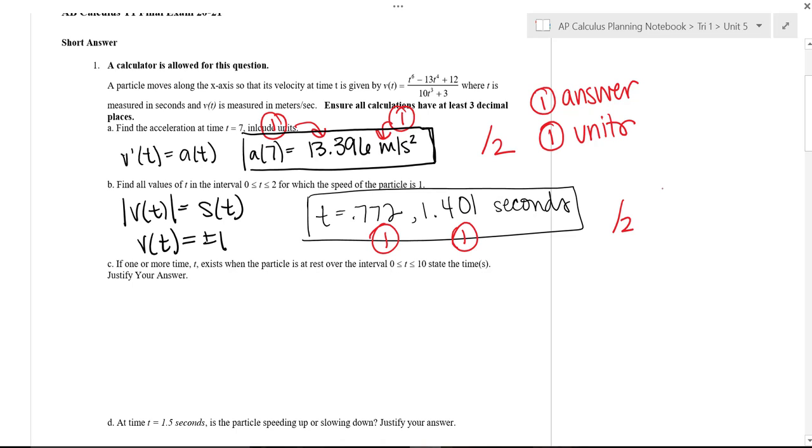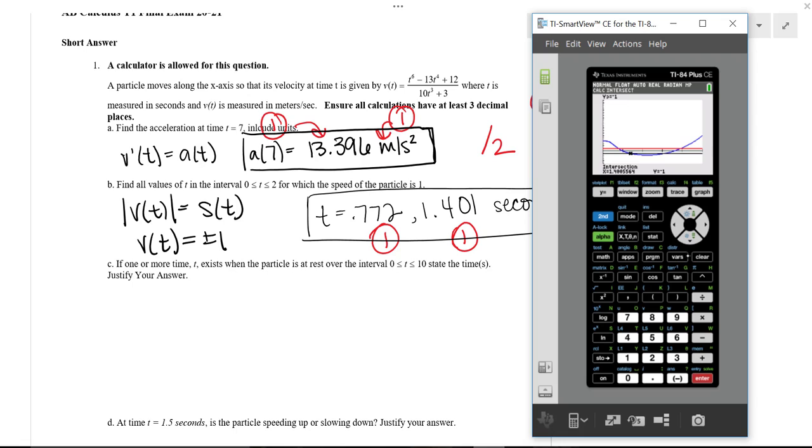If one or more times t exist where the particle is at rest over the interval 0 to 10, state those times. So once again, I'm going back over here. Let's get this cleared out and reset my window. We are looking now at an interval 0 to 10 seconds. So I'm going to go over here to my window, bump that up to 10, maybe 11.